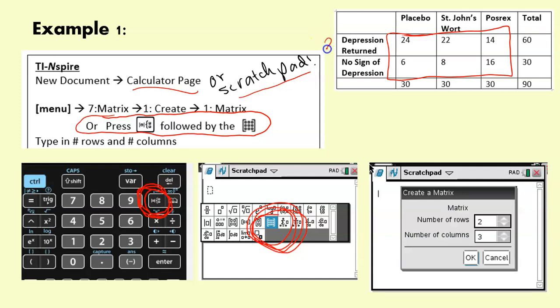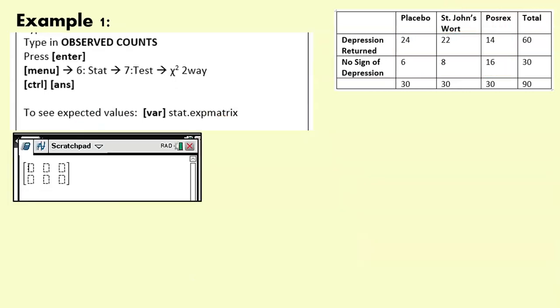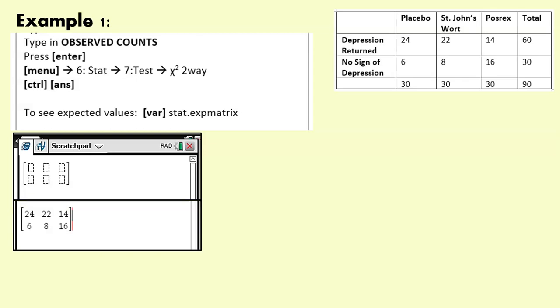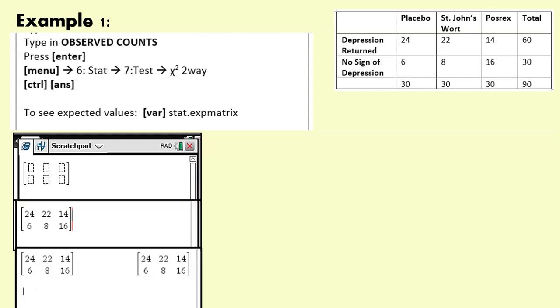So we want a matrix that has 2 rows and 3 columns. 2 rows for the actual data and 3 columns for the actual data. The totals do not go in here. All right, when I hit OK, it's going to bring up this 2x3 matrix, and I'm going to type in my expected counts. And then you're going to hit enter.